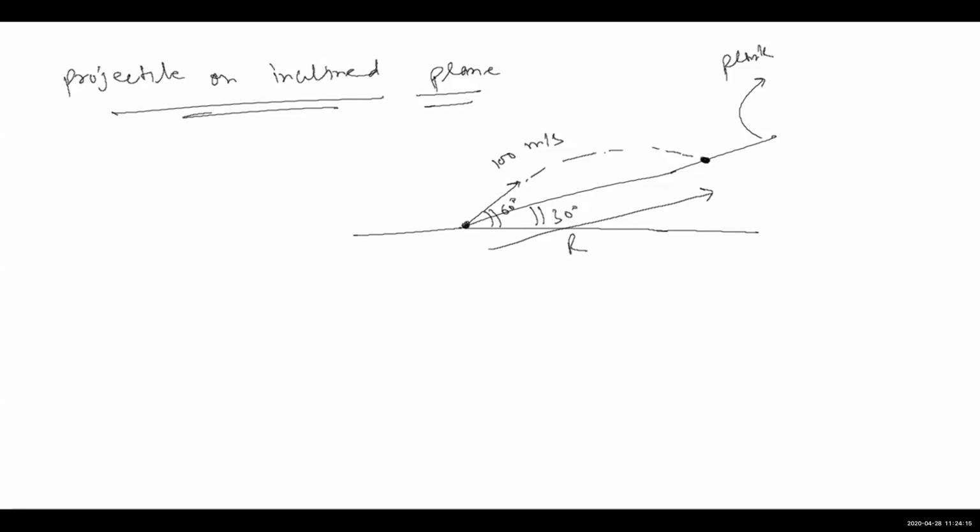One more time. This is a fixed plank. Angle is 30 degrees. The projectile is thrown from this point at an angle 60 with 100 meter per second speed. This projectile will be hitting the plank. We have to calculate at what distance along this plank it will hit. The R you have to calculate. This question is going to be a little bit difficult.